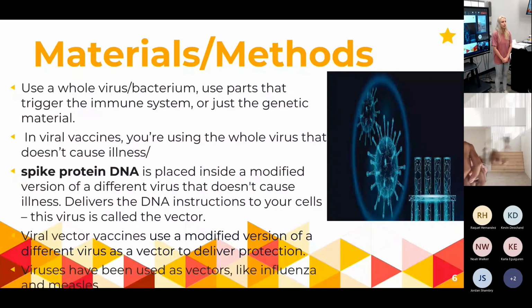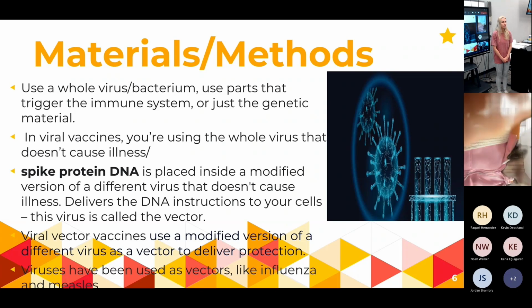So the materials and methods, the way it works is you use a whole virus or bacterium, and you use parts of that to trigger the immune system, or just genetic material. In viral vaccines, you're using a virus that doesn't cause any illnesses. The spike protein DNA is placed inside a modified version of a different virus that doesn't cause any illnesses, as stated earlier. It delivers the DNA instructions to your cells, and this virus is called the vector.